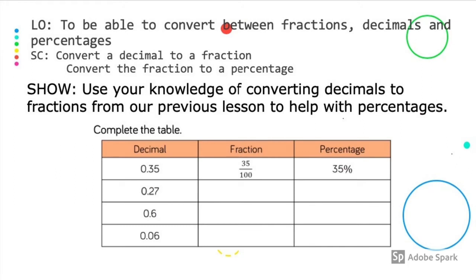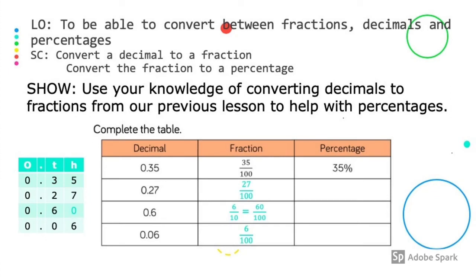Now that we've had a go at converting fractions into percentages, we're going to be bringing in decimals. Now, if you remember correctly, we looked at decimals and fractions before. What could we use to convert decimals to fractions? Before, we used place value grids to help us. On the screen, I've put a place value grid, and I've written the decimals in this grid, so that each number or digit is in the right column.